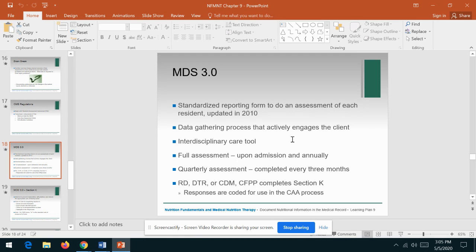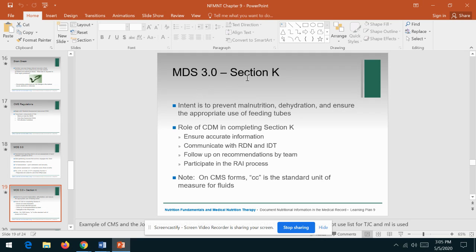Basically, it's gathering data, and that provides information to determine if there are any flags or any areas of concern that require more in-depth information. The intent of our section of the MDS, Section K, is to prevent malnutrition and dehydration and to ensure the appropriate use of feeding tubes. So as we help the facility complete Section K, we want to make sure it's accurate information, and we want to make sure that we are following up with the different interdisciplinary teams.